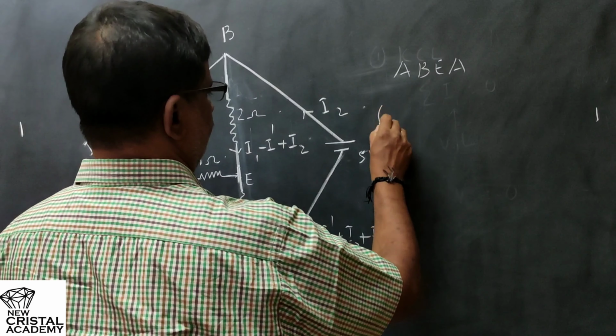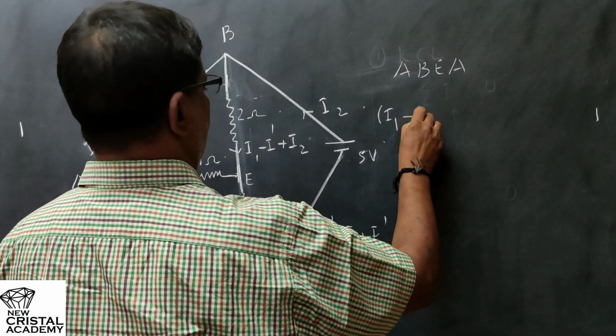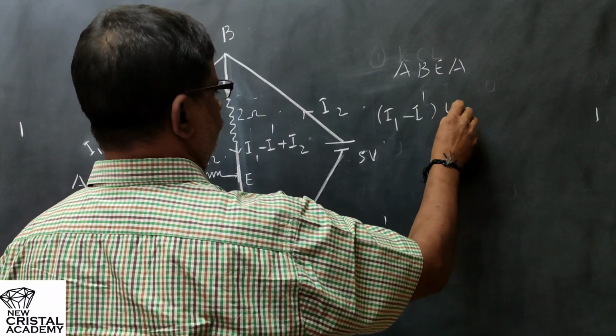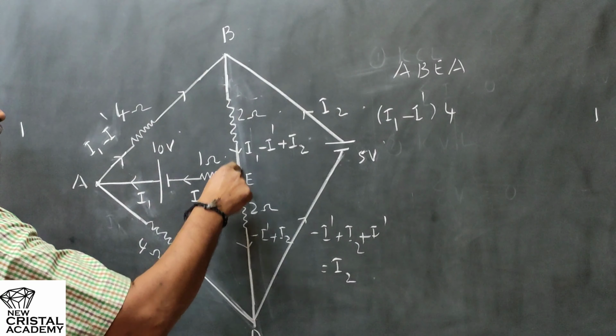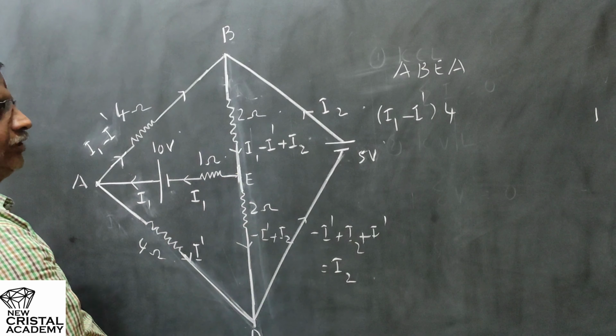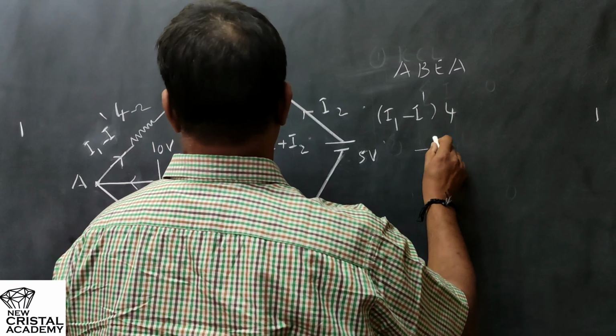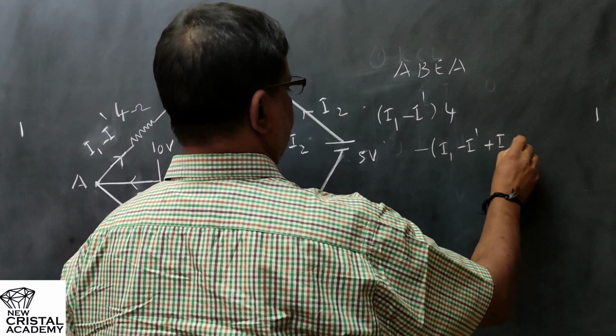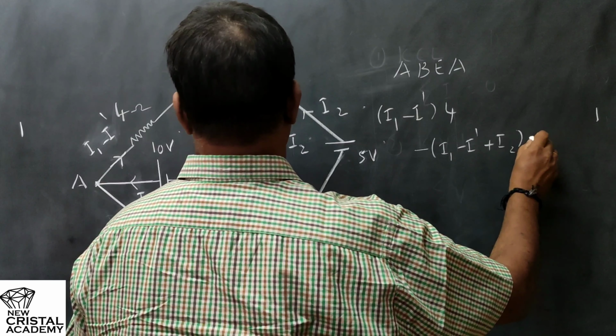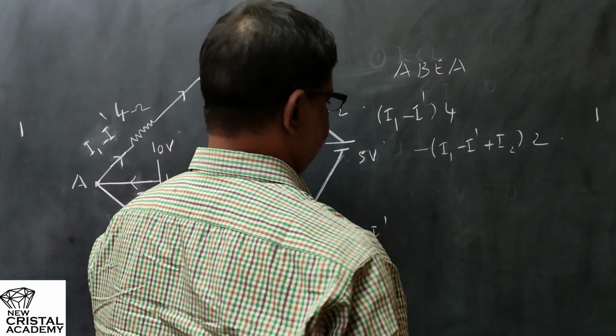So what I write first is (I1 minus I dash) into 4. That is for this resistor. Now from B to E, again I am traveling in the same direction as that of the current flow. So I write minus (I1 minus I dash plus I2) into 2. That is the value of the resistor.